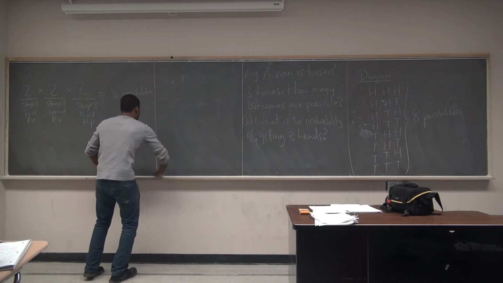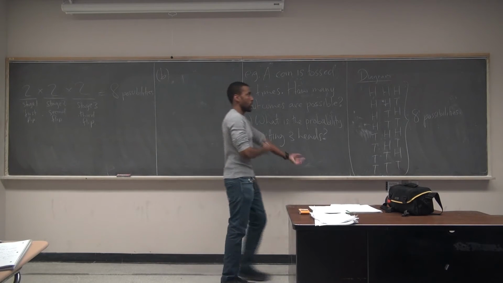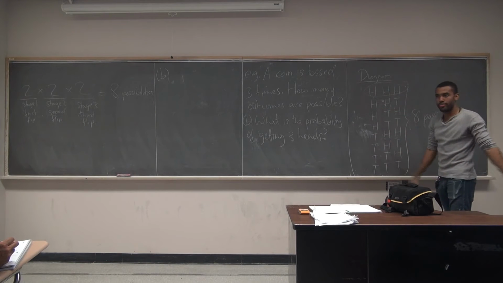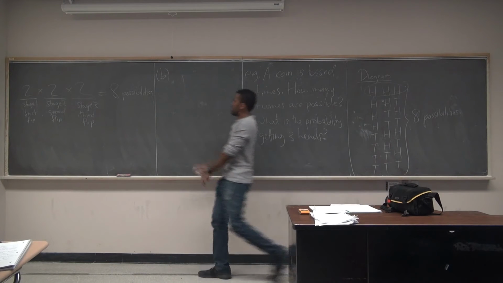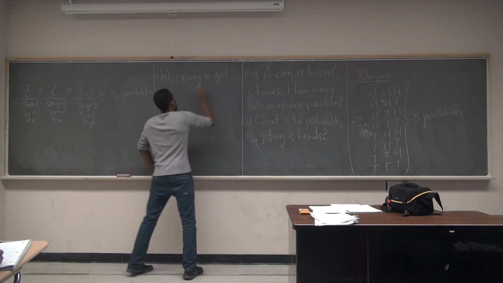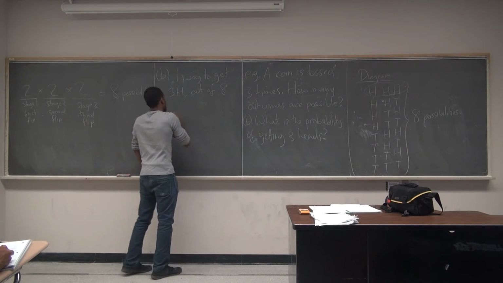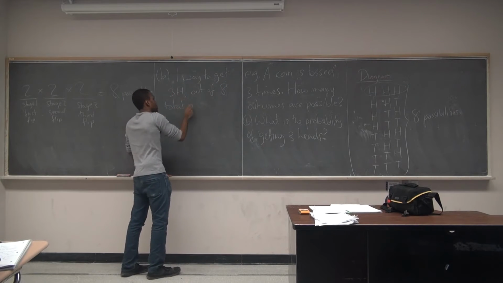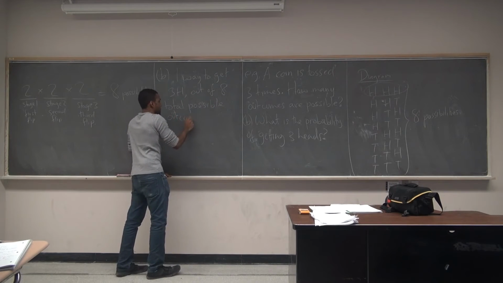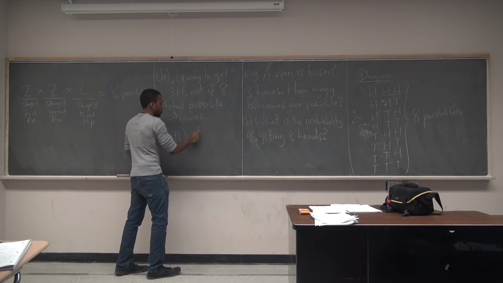Okay, now answer part B. What is the probability that I get 3 heads? 1/8. I know there are 8 possibilities. There's literally only one way to get 3 heads, by tossing 3 times. There's one way to get 3 heads out of 8 total possible outcomes. Probability of getting 3 heads is equal to 1 out of 8.